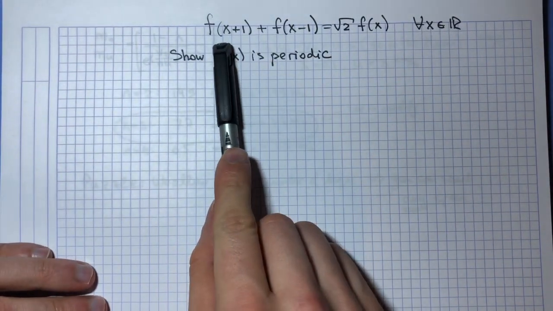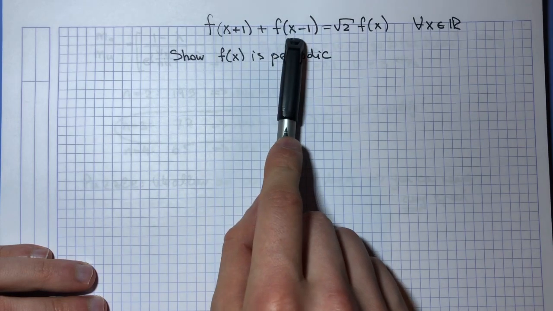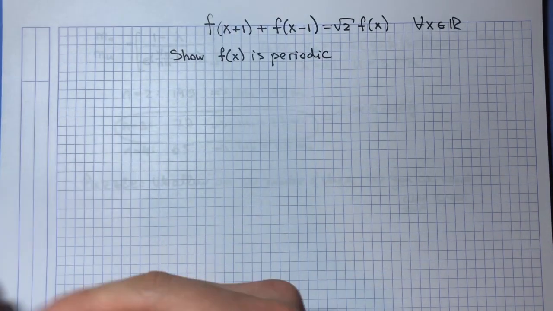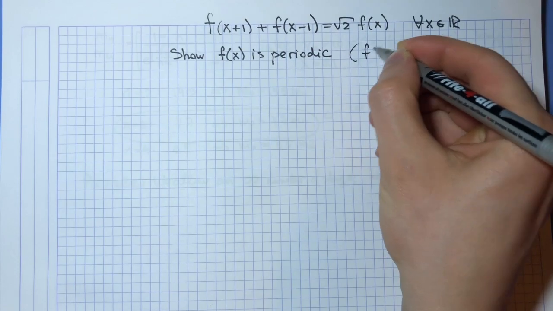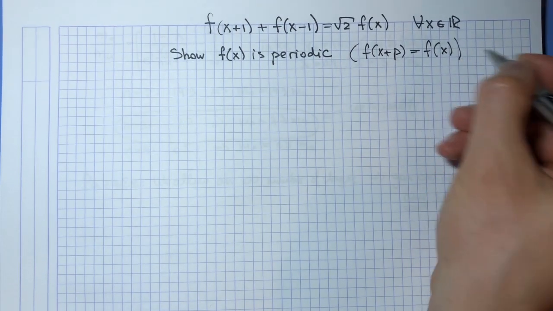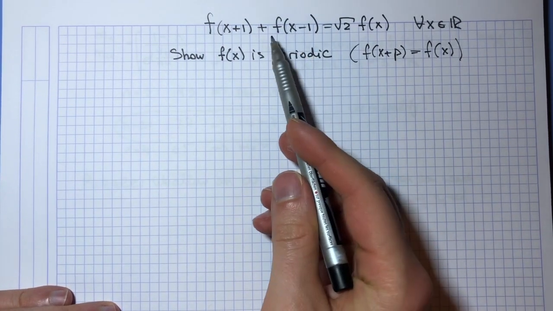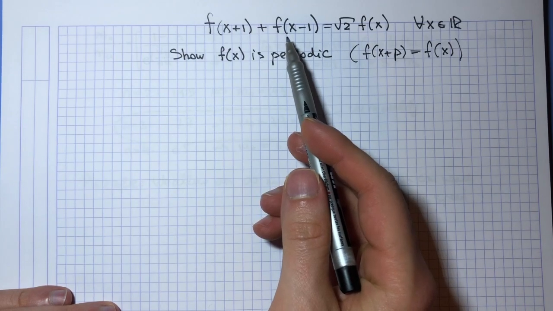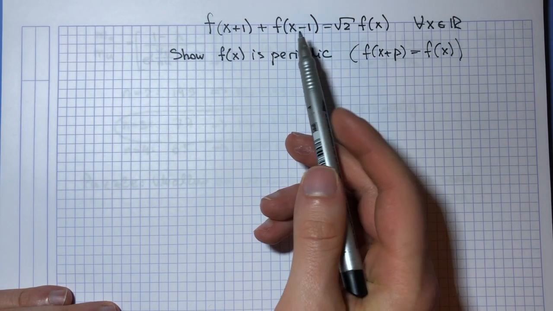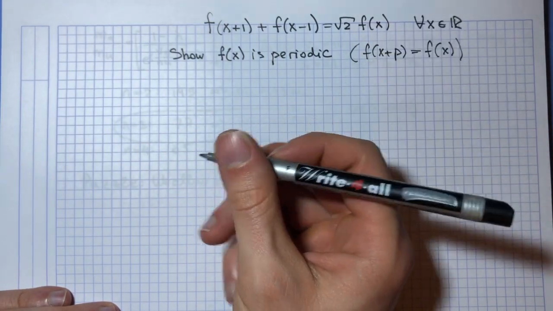So we are given a function with the following funny identity: f of x plus 1 plus f of x minus 1 is root 2 f of x, and it turns out that f of x is actually periodic. So f of x plus some quantity is going to be f of x for all x. And it's really one of those problems that you just play around with and eventually find a solution. So I assume you have already attempted to solve it, and now I will proceed with the solution.